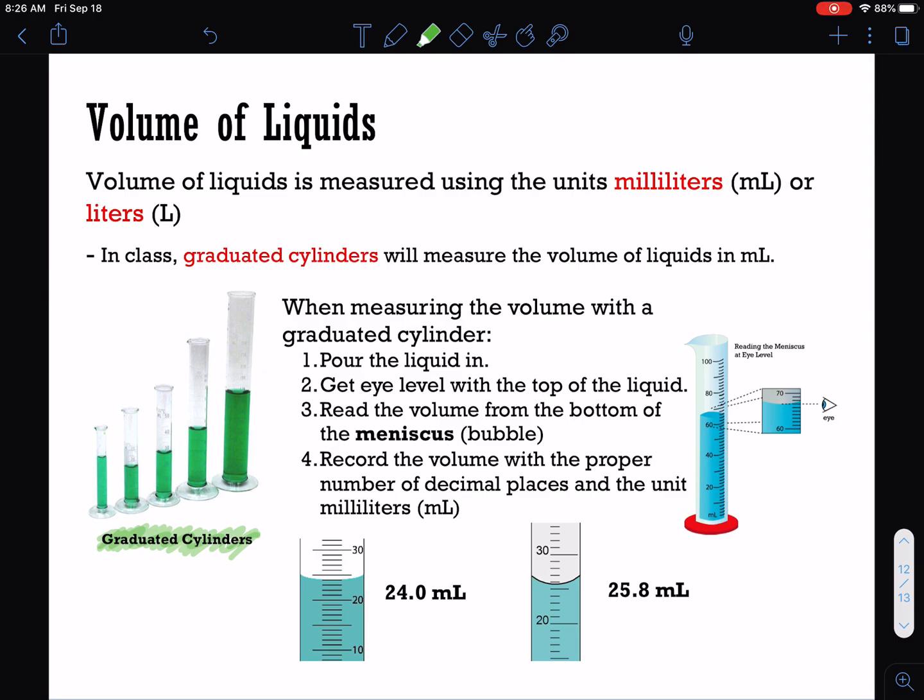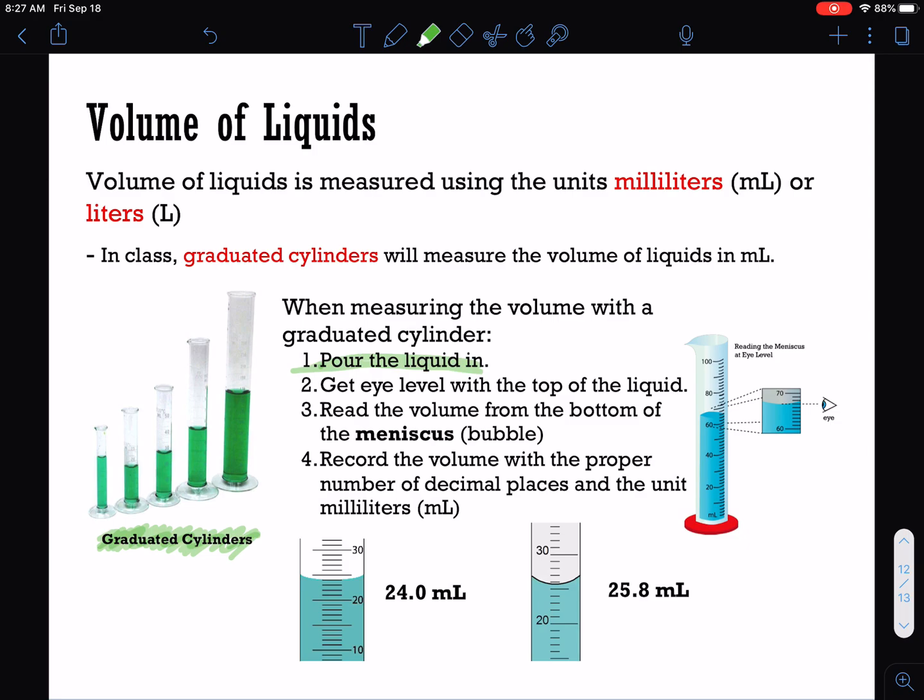Now, to use the graduated cylinder, it's pretty simple, but people make mistakes all the time. The first thing you got to do is pour the liquid in. Pour in the amount of liquid that you need. And this is where we're going to need practice because accurately pouring it in is very difficult. And you're going to be using the pipettes that we had in class to help you get that accurate measurement.